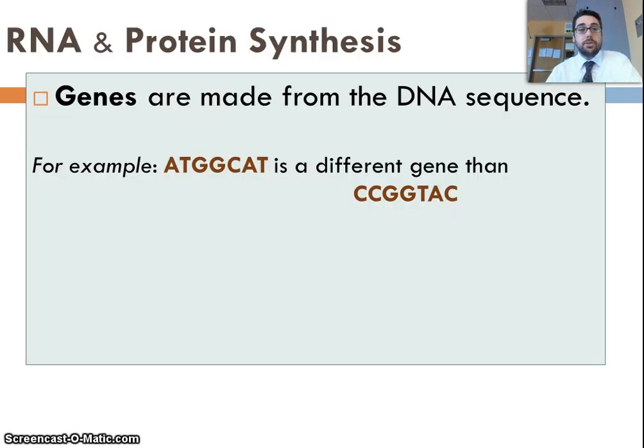So this is what we already know, and this is what we've talked about before. Genes are made up of DNA sequences. So thinking about any genetic disorders that you've researched, thinking about the last unit of how genes and Mendel were working, this gene code, ATGGCAT, is going to be different in a completely different gene than CCGGTAC. So even though the letters are slightly the same, one letter different or a few letters different causes a completely different gene to be made.